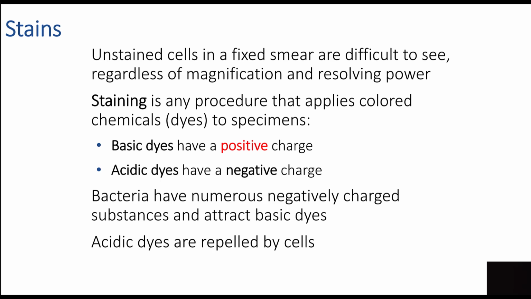Usually we can see polysaccharides, and acidic dyes are usually what we use for the vital stains that are repelled by the cells. And so anyhow, that's pretty straightforward.